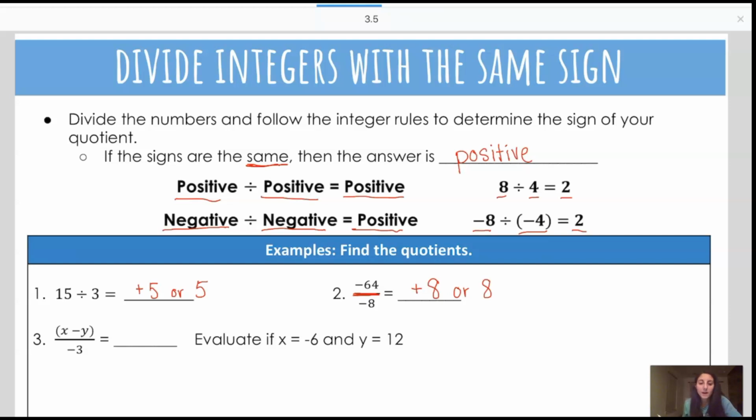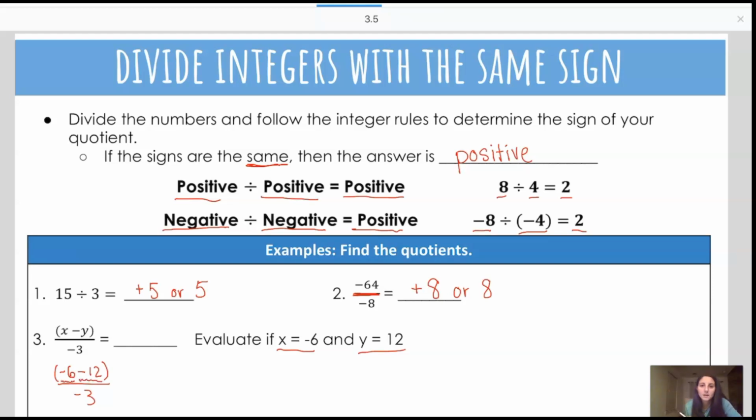Number 3, we have (x minus y) divided by negative 3. And they say x is negative 6 and y is 12. So we're going to plug in those values for x and y. So x was negative 6, and then minus y, which was 12, and then divide by negative 3. Order of operations, we have to do our parentheses first. So we have to do what's on top before we divide it by 3. So we have negative 6 minus 12, or you can view it as a negative 6 and a negative 12.